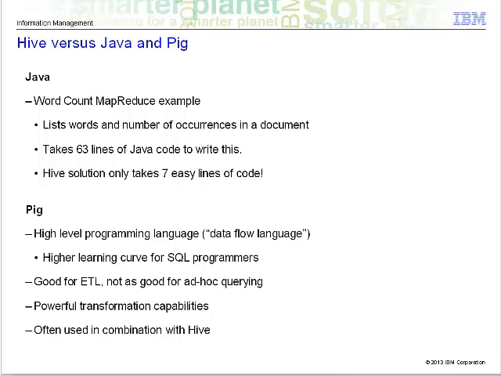Another Hive alternative is Apache Pig. Pig is a high-level programming language, best described as a data flow language and not a query language. Being a custom language means there's a higher learning curve for SQL programmers to become comfortable with the Pig language. Pig has powerful data transformation capabilities and is great for ETL. It's not so good for ad hoc querying. Pig is a nice complement for Hive, and the two are often used in tandem in a Hadoop environment.